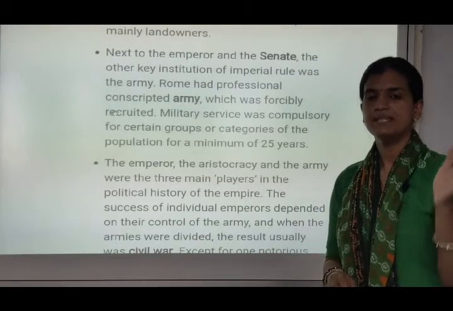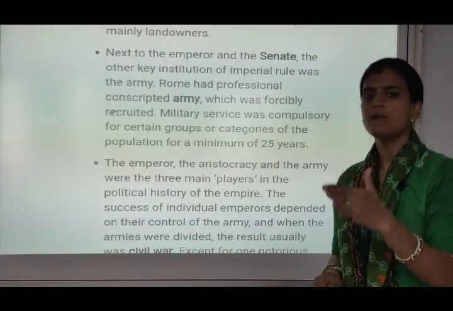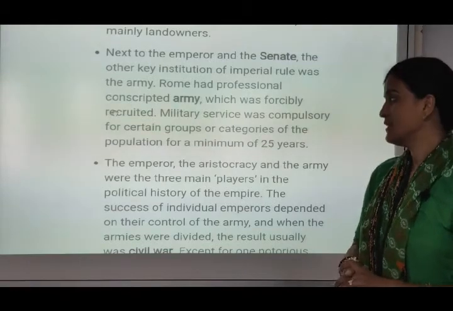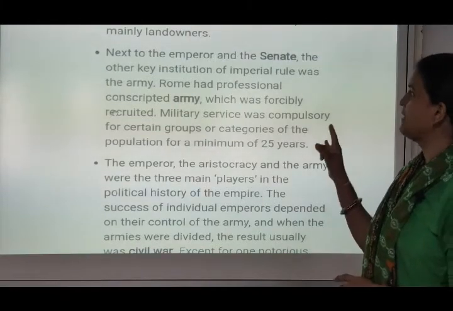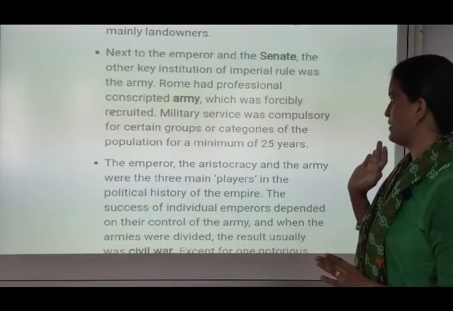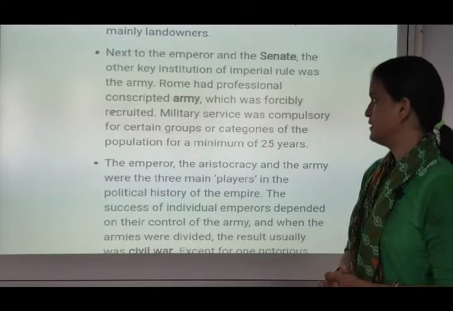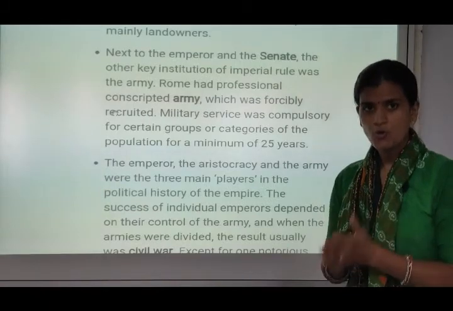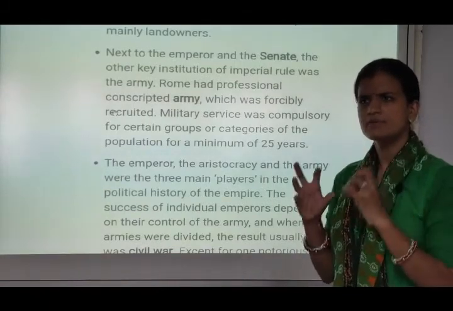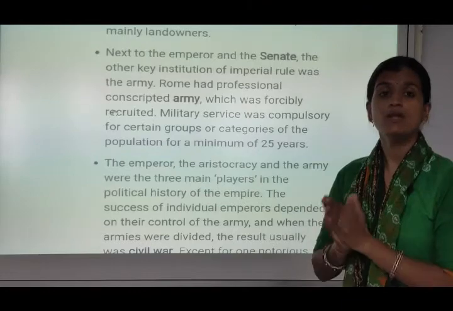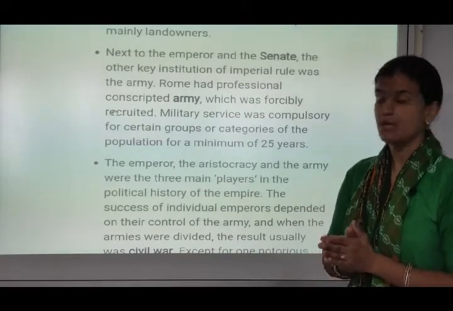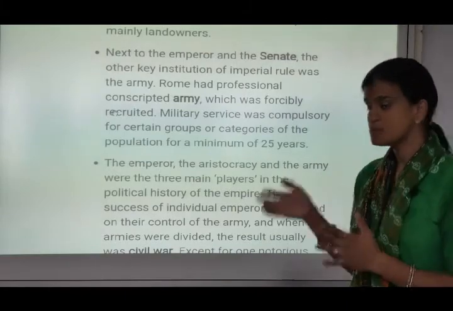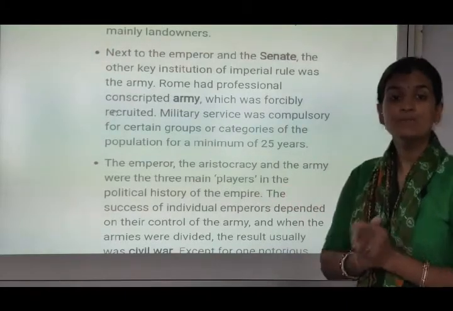First was the emperor, then we spoke about the Senate. Third, we come to the army, which was most important in the empire. Rome had a professional conscripted army, which was forcibly recruited. They were controlled in such a way that they could not make any mistake. So they had a professional conscripted army, and the problem was that they were forcibly recruited.